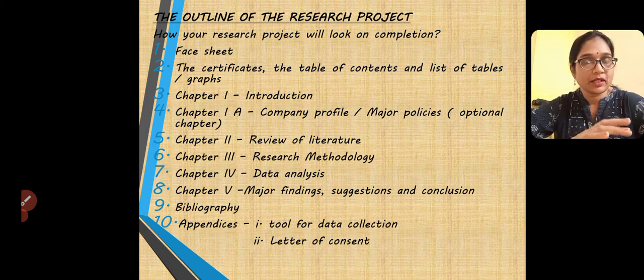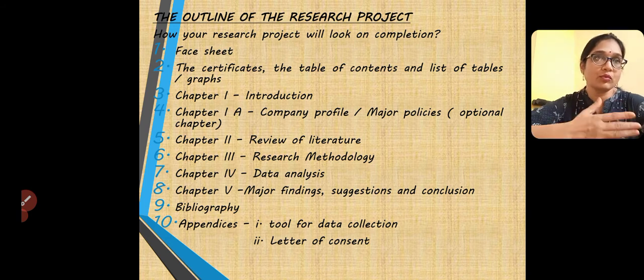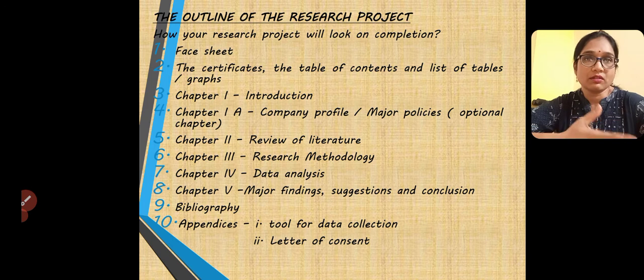Then the second chapter is review of literature. In this you have to review the various books, articles, journals, the various literature which is published on your topic, and briefly write a review of whatever you have gone through. Then third is research methodology. Fourth, data analysis. Fifth, major findings, suggestions and conclusion. Then you have to write the bibliography and the appendices. The appendices include your tool for data collection and the letter of consent. So this is the overall outline of your research project.